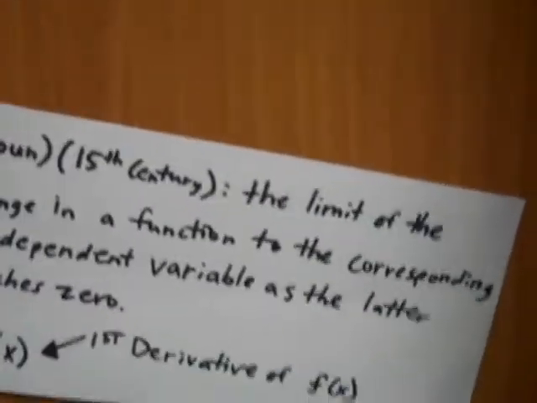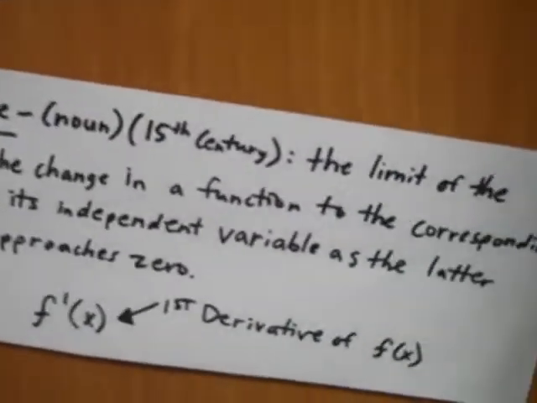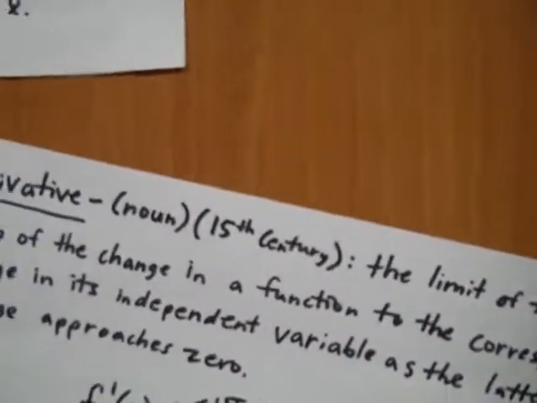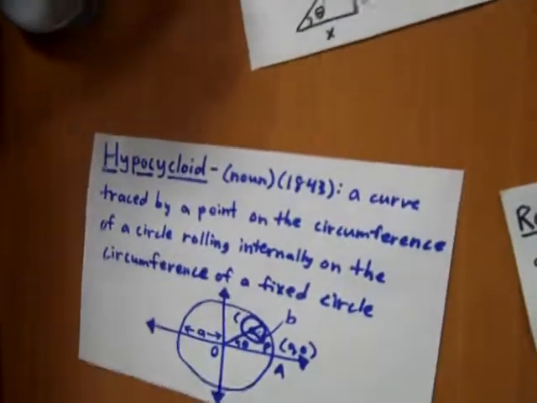originated in the 15th century. And it's the limit of the ratio of change in a function to the corresponding change in its independent variable as the latter change approaches zero, and that's f prime of x, which is the first derivative of f of x. Okay, our sixth one is hypocycloid.